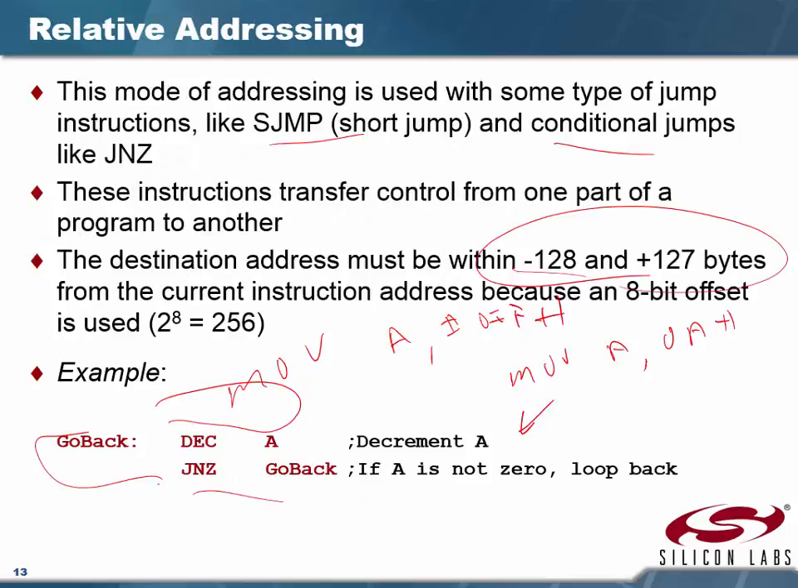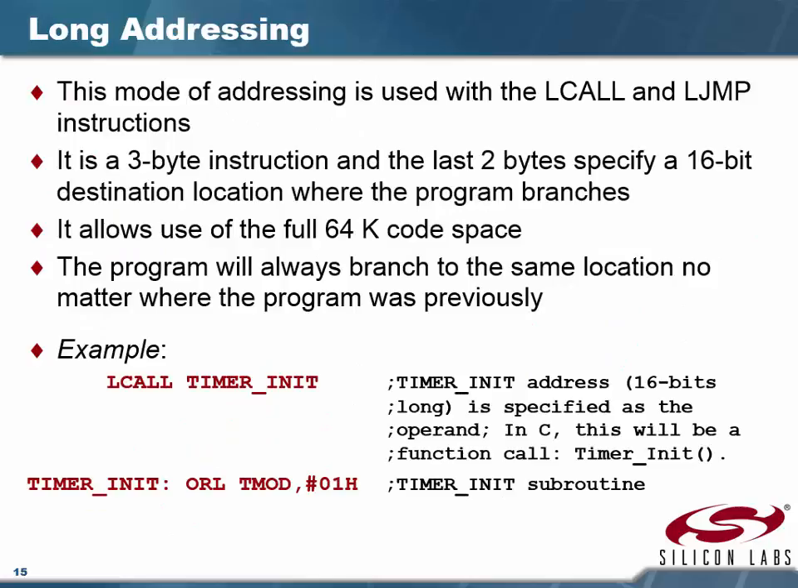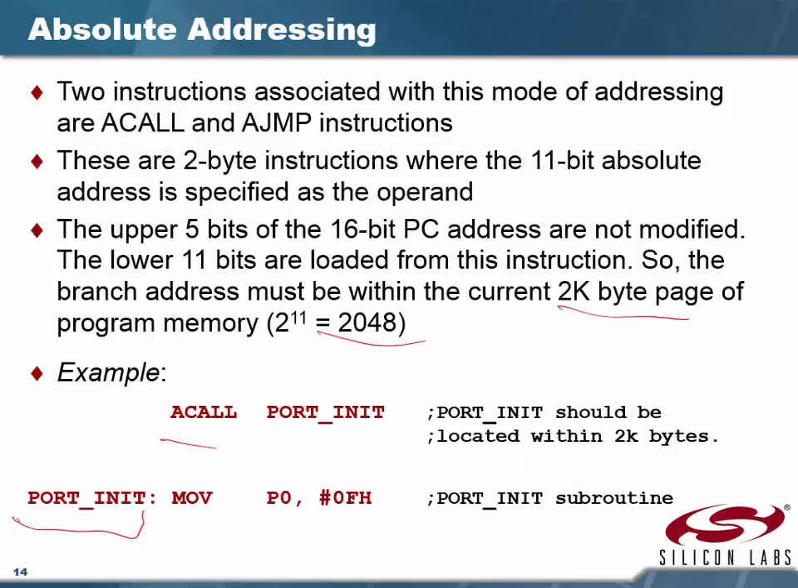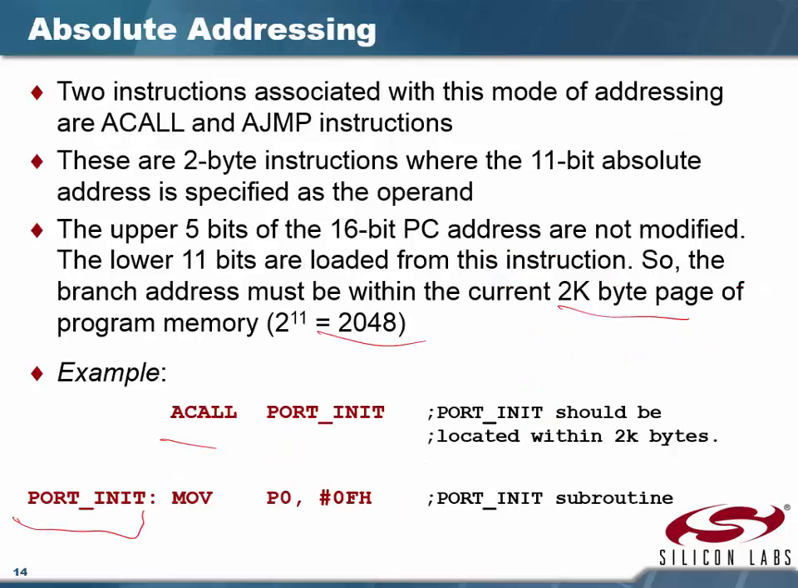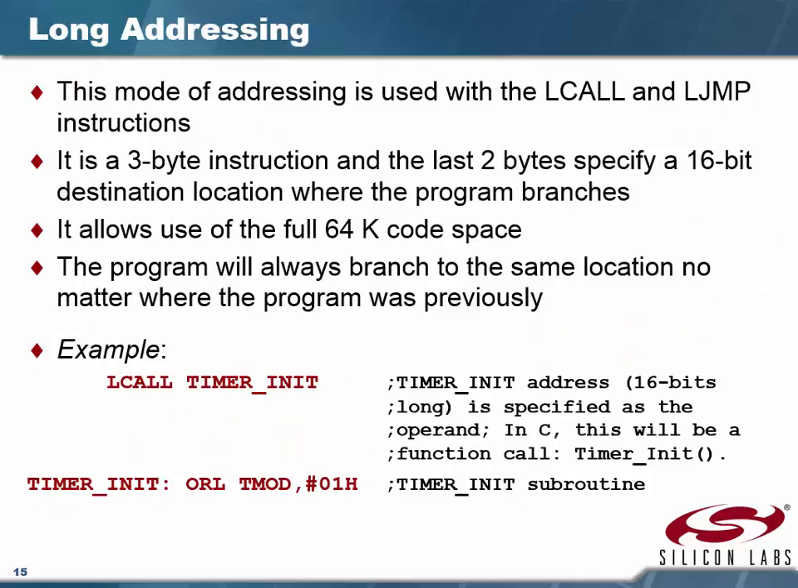So when we look at relative, absolute, and long addressing, those are used predominantly for jump or call commands. The relative is usually not used for a call. It's usually used for short jumps or conditional jumps. Absolute is used for calls and jumps, and long is used for calls and jumps. The difference between a call and a jump is that with a call you're calling a routine, and at the end of the routine you have a return and you go back to where you called it from. A jump is just a go-to.